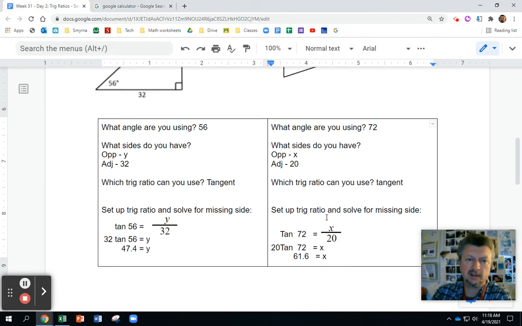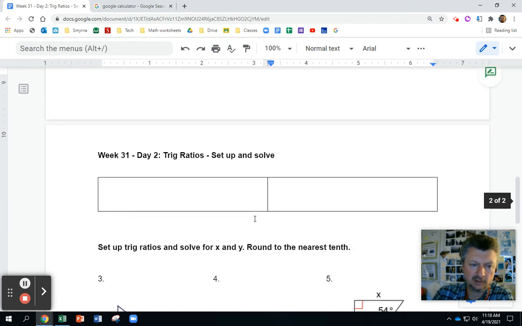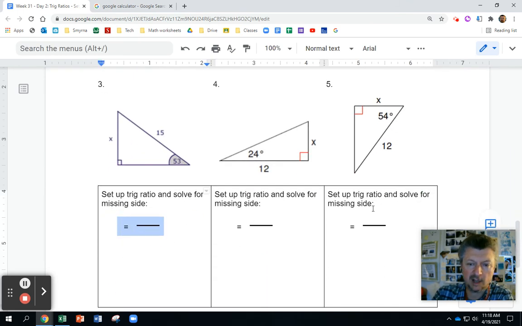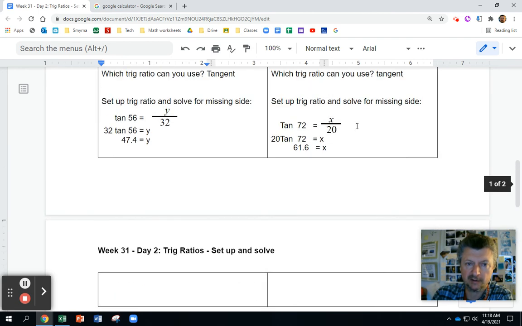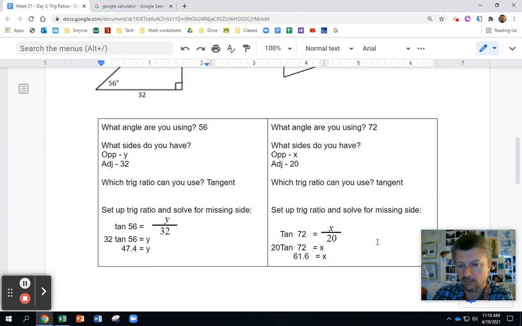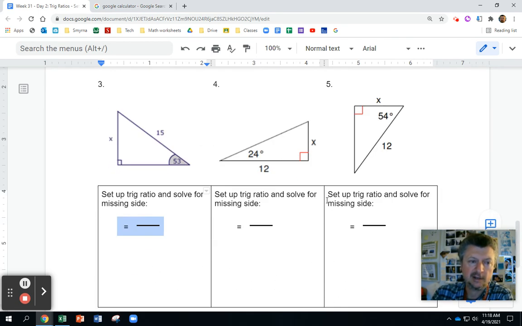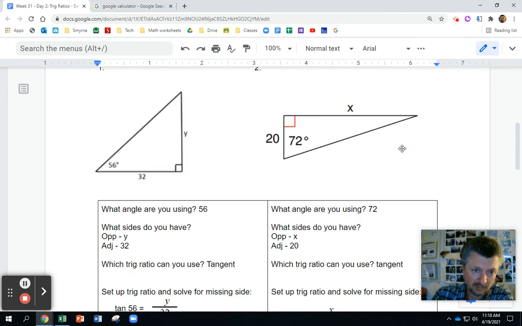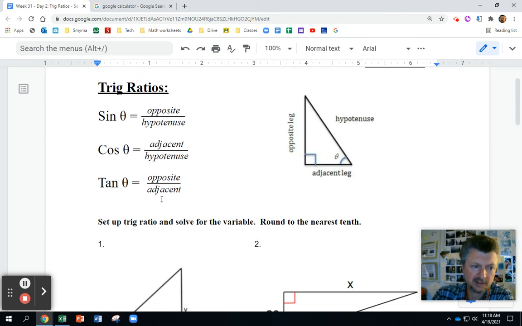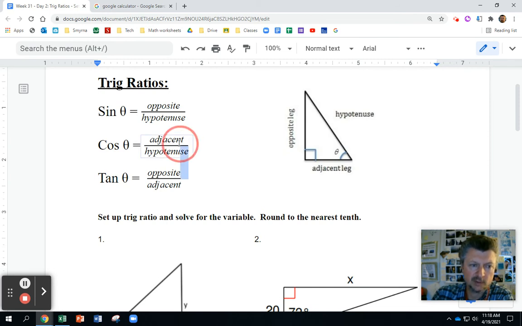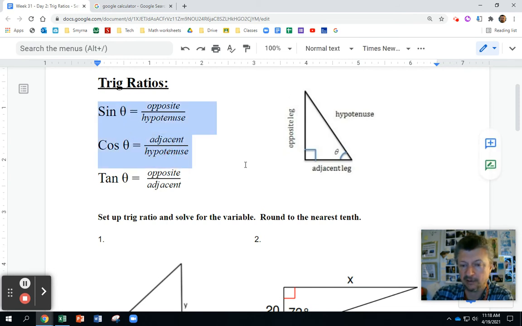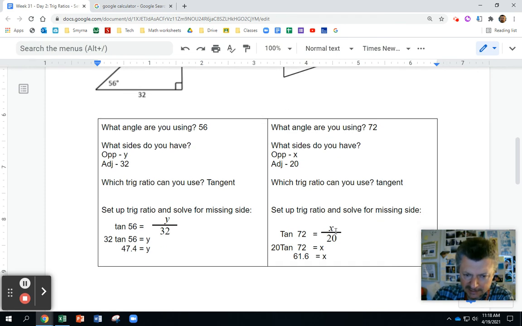Now on the other ones, I didn't make you write out all this stuff. You can just set it up and solve it. You might want to write this stuff down if you need to. You know, what's the angle, which sides are you using. Now look at this one. We have a hypotenuse here, and this one has a hypotenuse. So these aren't going to be tangent. Both of these were tangent. There's no hypotenuse, right? Tangent doesn't use hypotenuse. But for the ones that have the hypotenuse, you're going to be doing sine or cosine. And you set it up just the same way, except you put sine in there or cosine.